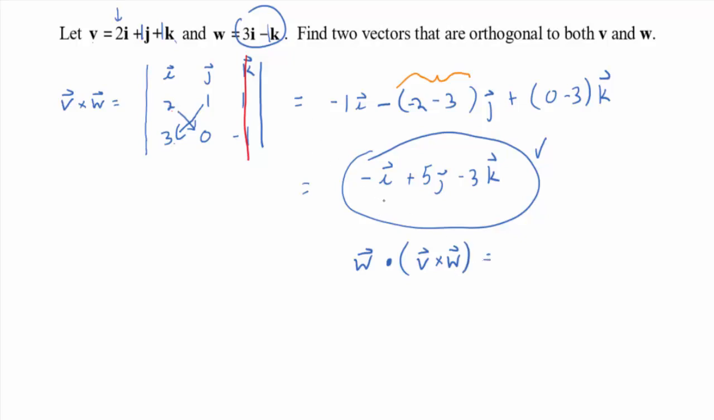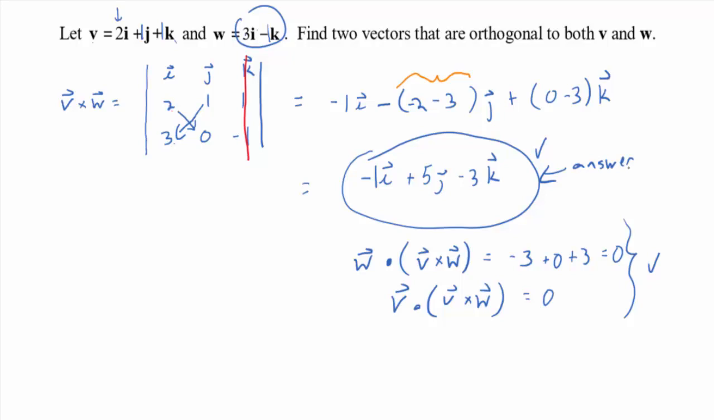You're exactly right. So let's see. We're going to take 3 times negative 1, negative 3. And then 0 times 5 is 0. And then hopefully we get a positive 3. Negative 1 times negative 3, positive 3. Yep, works. And then it'll work for v dotted with v cross w as well. I'll let you guys check that, but if we did everything right, that'll be 0 also. So this is more of just a check on your work. This is the answer right there.